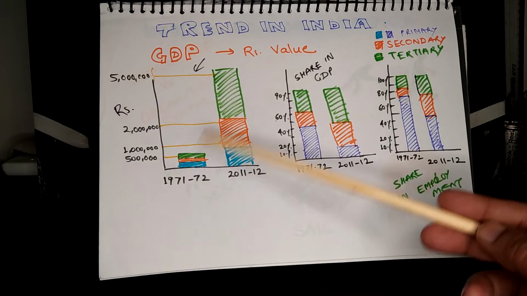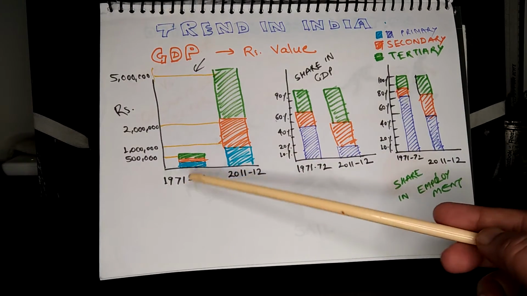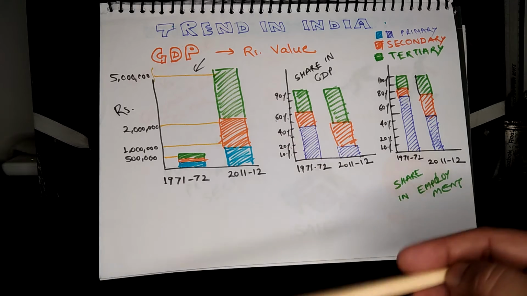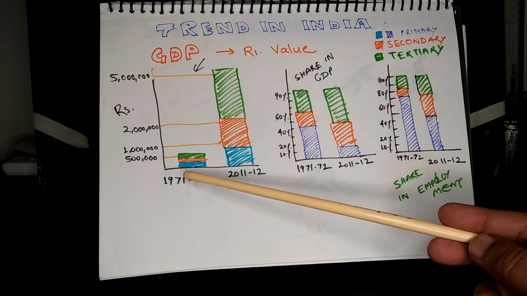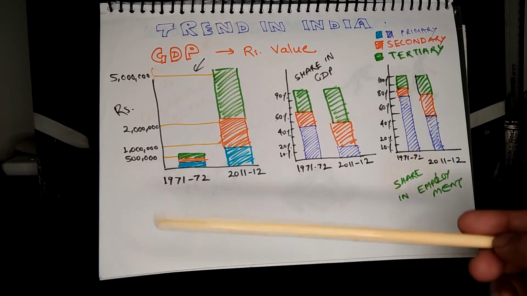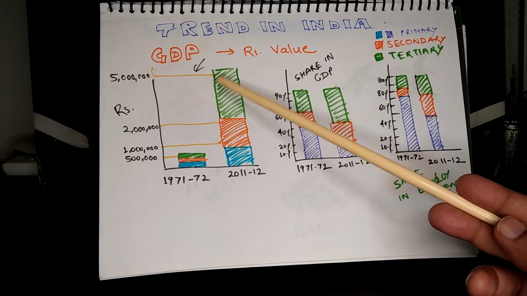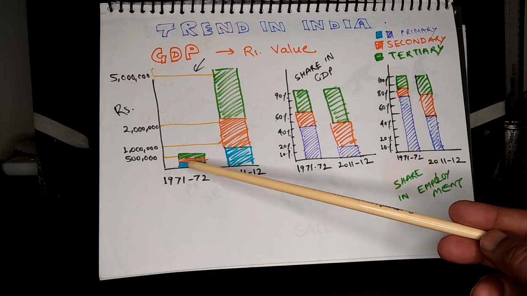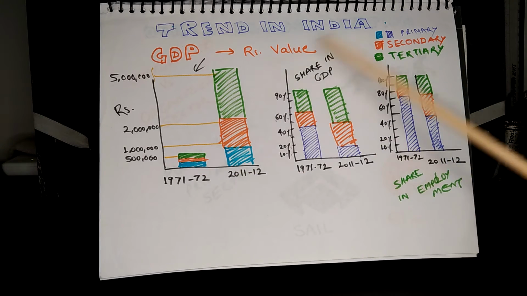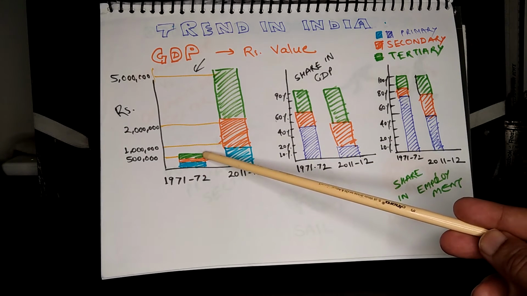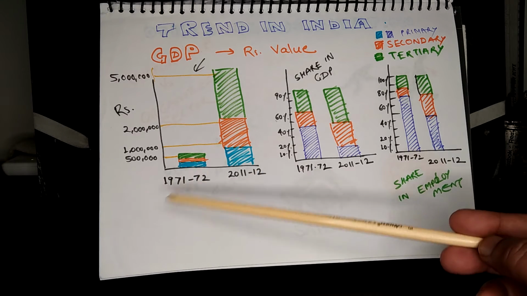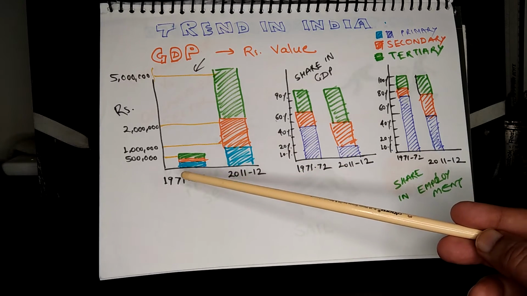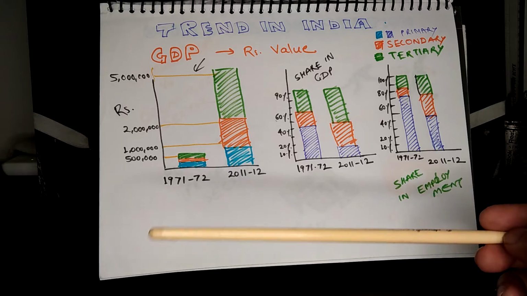Now, in case of the first graph, all the sectors put together had a total turnover of 500,000 rupees. After 4 decades, this figure jumped to more than 5 million rupees. So there was a jump of 10 times, right? Here you can see that the primary sector, which is shown by blue color, and the tertiary sector were important. Primary sector was more important than tertiary sector, and the contribution of secondary sector was a little bit lesser than these 2 sectors.